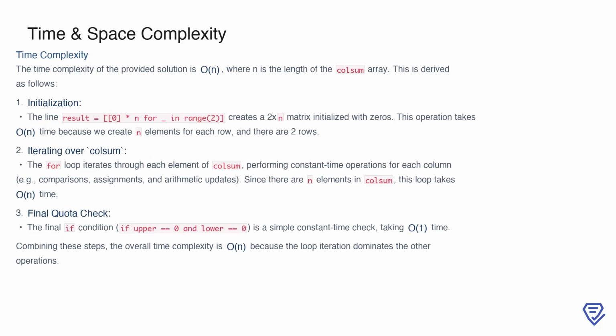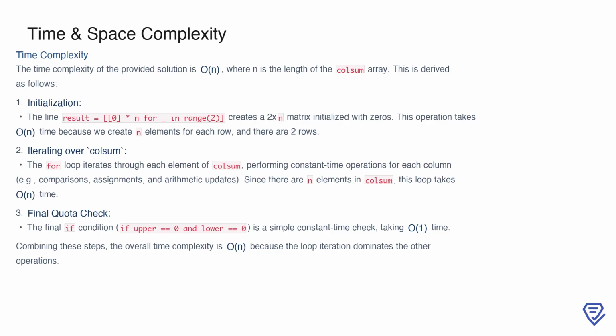The time complexity of the solution is determined by evaluating the main operations performed by the algorithm. First, during initialization, we create a 2-row by n-column matrix filled with zeros. This step takes O(n) time because we need to allocate space for n elements in each row, and there are 2 rows.